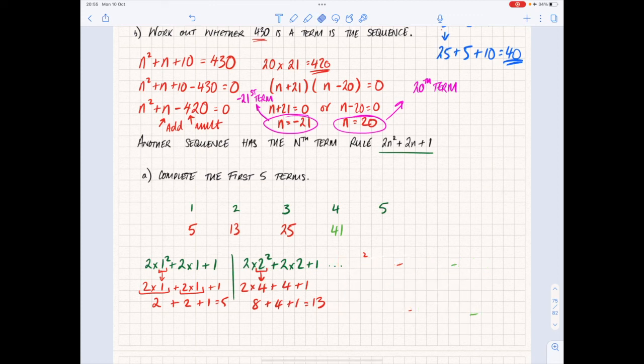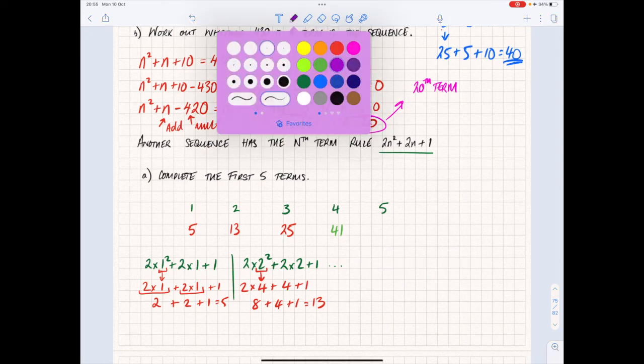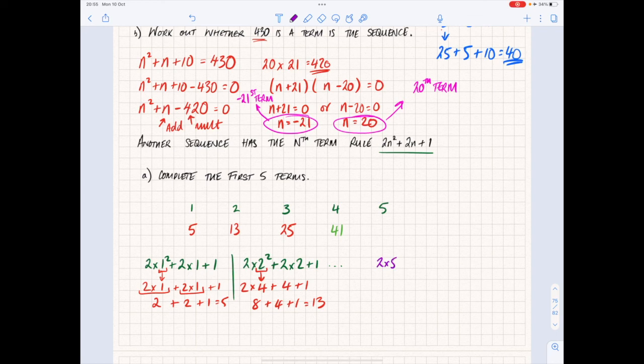And then the last one, let's rub that out. Just got a bit more space. So the last one you're looking for is your fifth term. So we'll go 2 times 5 squared plus 2 times 5 plus 1. That's 25. Remember to do that indice. Times it by 2 is 50. 2 times 5 is 10. Plus 10 plus 1, 61. So that's just a simple case of substitution.